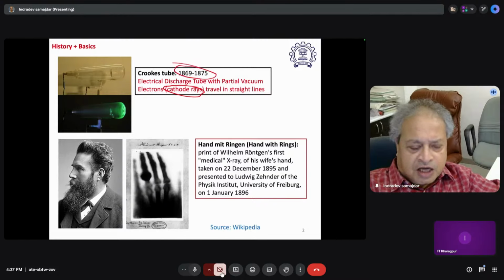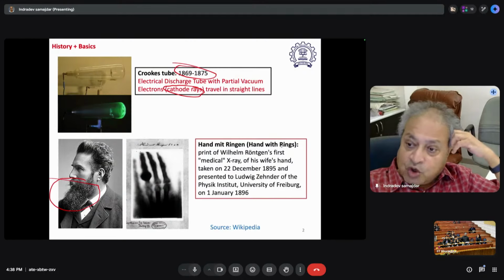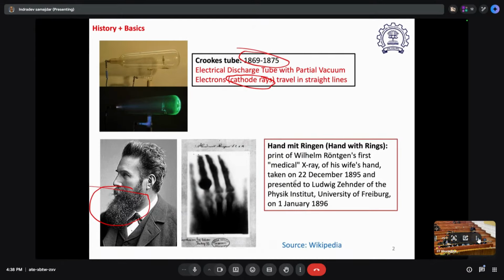Then comes this guy with an unclean beard, Röntgen, and he took a photograph which is called hand with rings, in German, Hand mit Ringen. Of course, his wife was willing to do this, put the hand with the ring and take an X-ray. Those who are married, they should know this is an achievement, right? This is Röntgen's first medical X-ray, 22nd December 1895, and this has happened.